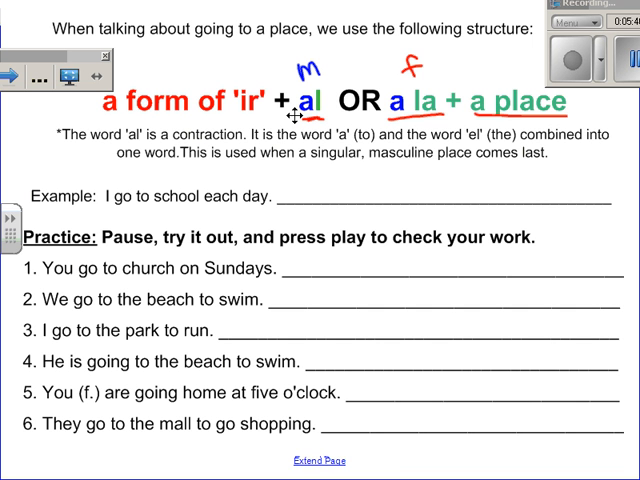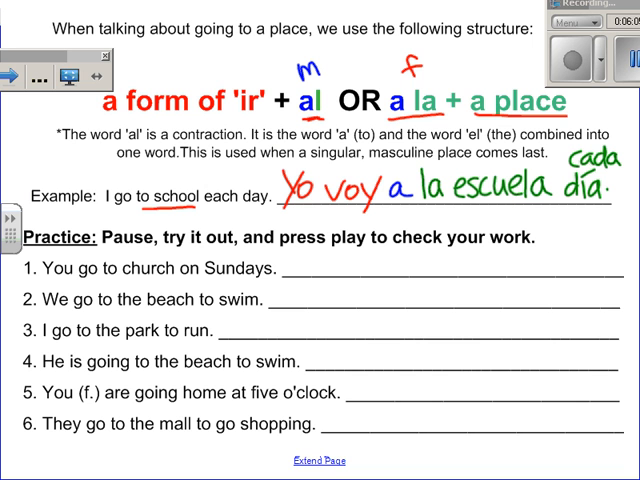School is a feminine place, so I'm going to use the second construction, and my response is going to look like this. Yo voy a la escuela cada día. Okay, I've used the yo form of the verb ir. I have a to mean to, so I'm going to school each day. Okay, or I go to school each day.